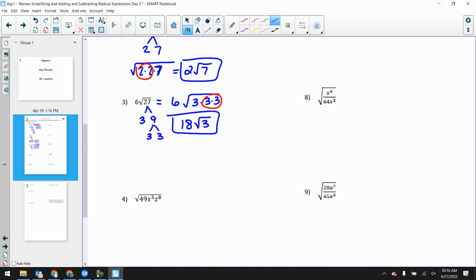27 is a weird number, just because it's 3 times 3 times 3. It's a perfect cube. So don't get thrown off by 27. Don't try to read into that too much.